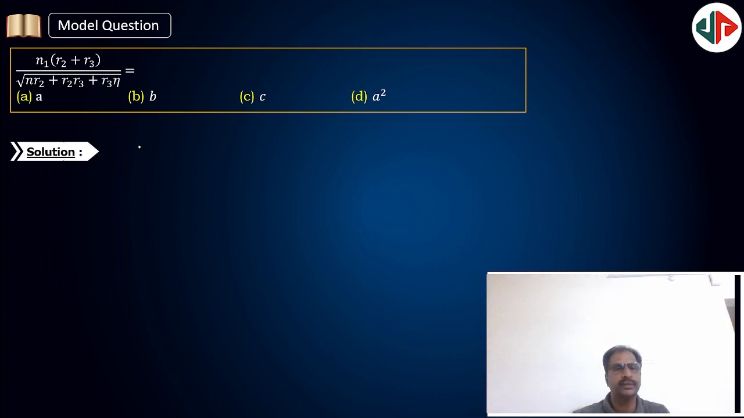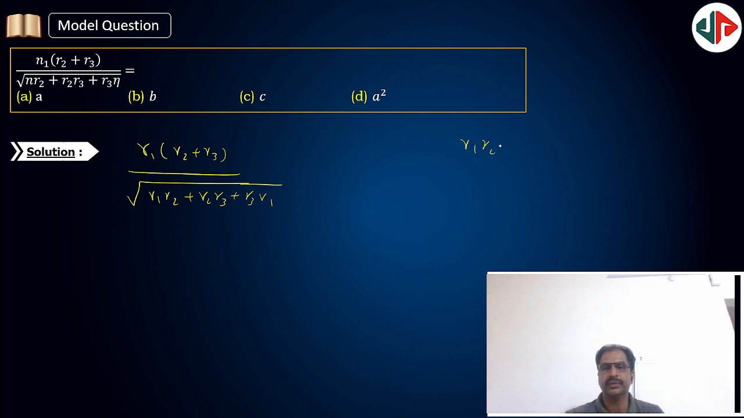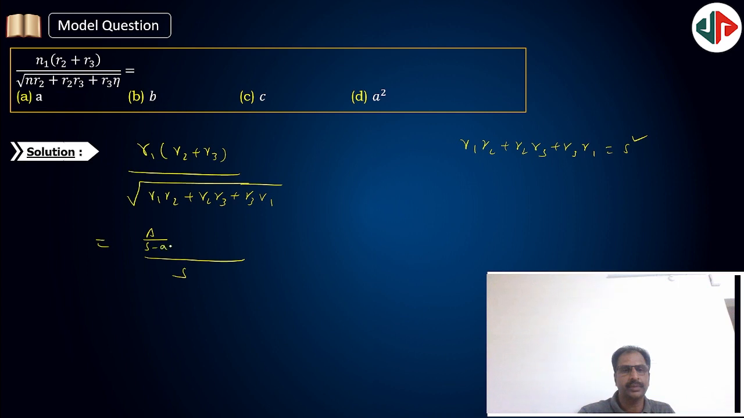Next, in triangle ABC, we need R1 into (R2 plus R3) by under root of R1 R2 plus R2 R3 plus R3 R1. And we have a shortcut formula like this: R1 R2 plus R2 R3 plus R3 R1 is equal to S square. So the denominator will be S. And what is R1? Delta by S minus A. R2 is delta by S minus B. R3 is delta by S minus C.